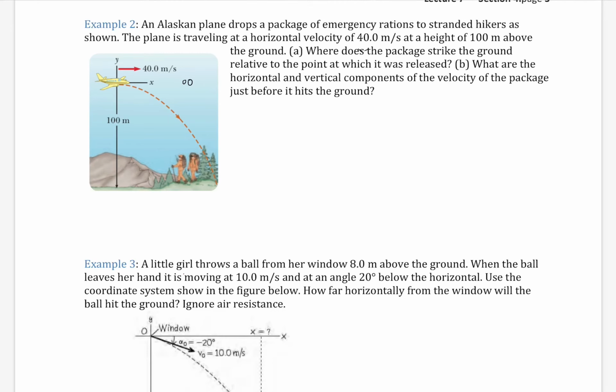So you wouldn't want to use the range formula here, even though we're talking about something that we're calling range, because the range formula only applies to level ground.